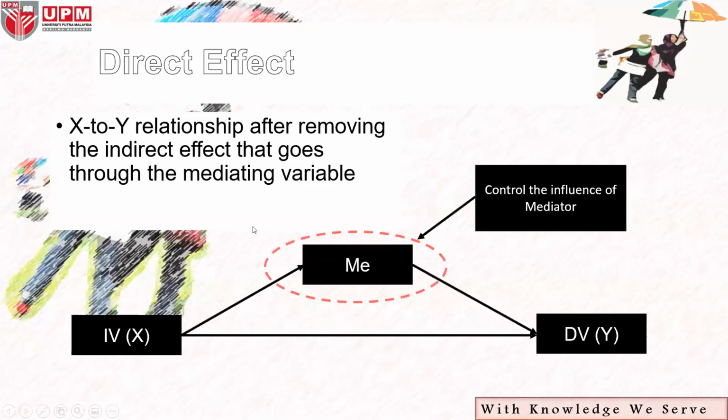Okay, first total effect. Total effect ni referring to the original relationship between X and Y. Hubungan asal dia. Okay, without controlling for any variable. Okay, and then direct effect referring to the X to Y relationship after we remove the indirect effect that goes through the mediating variable. Meaning that in our analysis, we need to control the influence of the mediator when we run the analysis of IV and DV. And that's why we need to run the analysis separately, IV, DV ni. Okay.